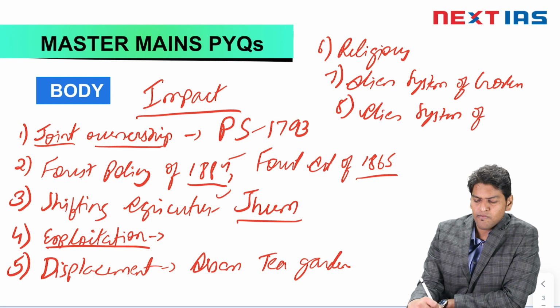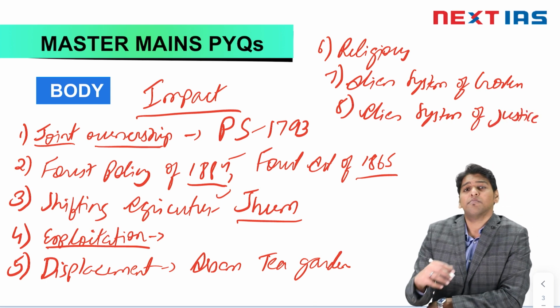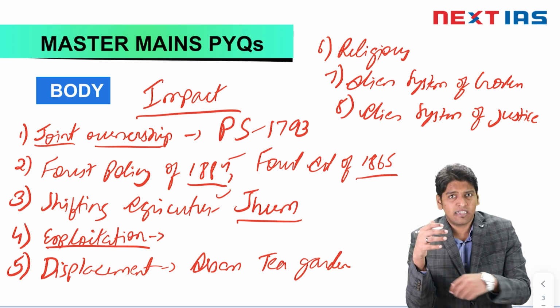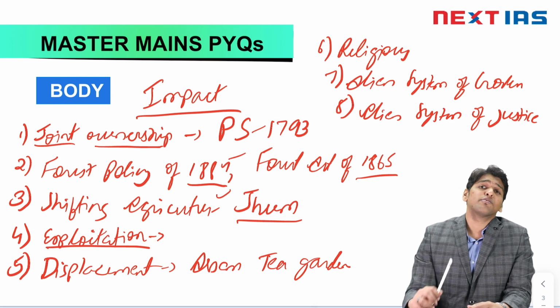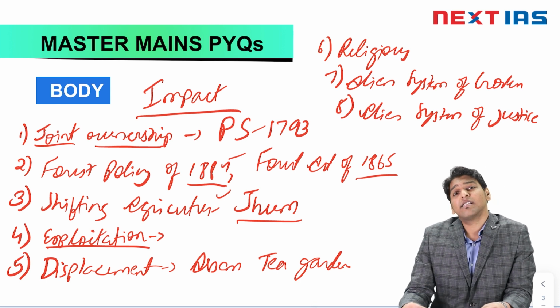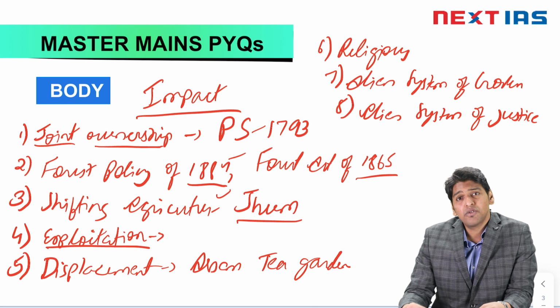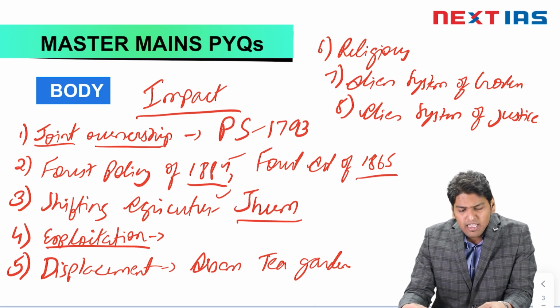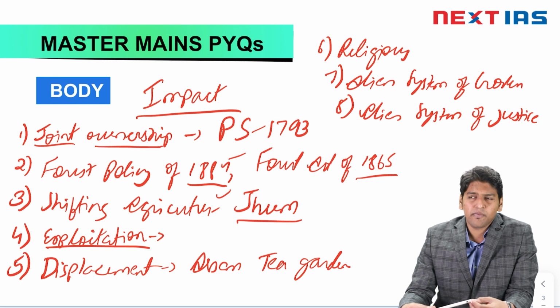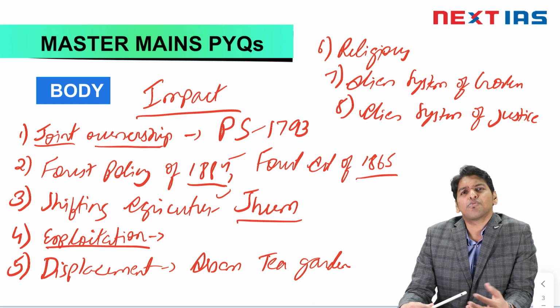Next, alien system of justice. The justice system brought by the British was standardized, and there were courts and processes to follow. For any kind of dispute, you have to hire a lawyer to get justice. It was very alien to them. They had very little affinity to this system, because they had very little exposure to the outside world.